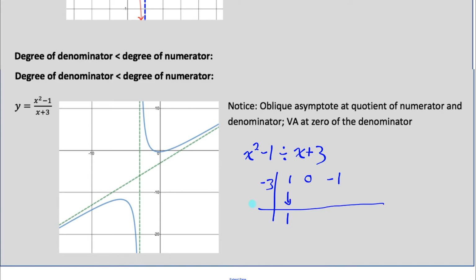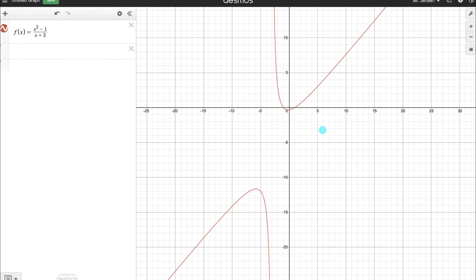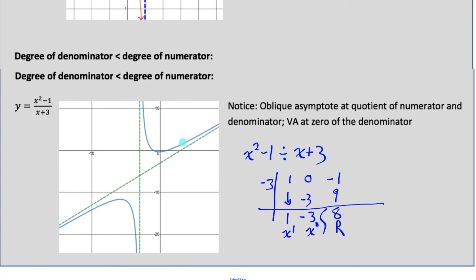If I do the synthetic division, I get this. I don't care about the remainder. That's not going to be of any use when talking about the slant asymptote. I just care about the quotient part of this. The quotient is x minus 3. And that's actually the equation of this slant asymptote. Let me just prove that to you quickly. Okay, here's this function. Oh, and we haven't talked about vertical asymptote yet.